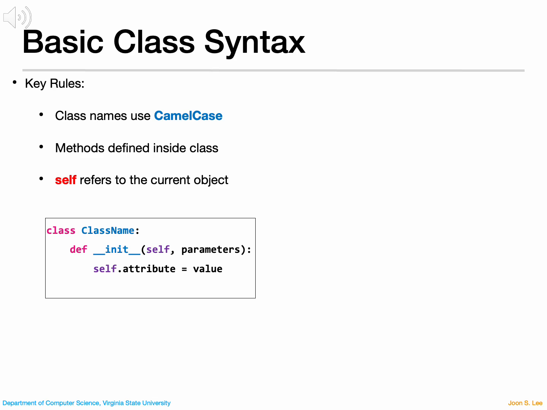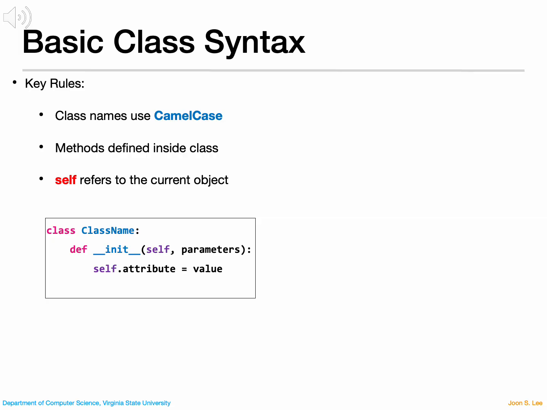Third, and most importantly, self refers to the current object. Anytime you want to store data inside an object or access that data later, you must use self. In the code example at the bottom, notice the overall structure. We start with class name. This defines the blueprint. Inside the class, we define the constructor using __init__.